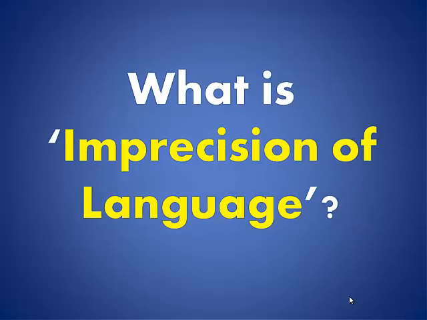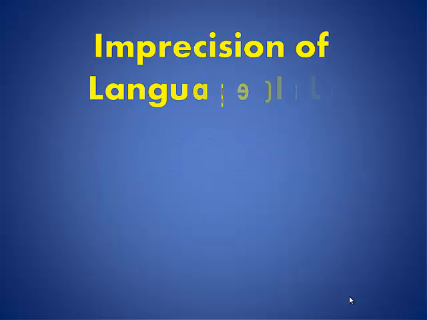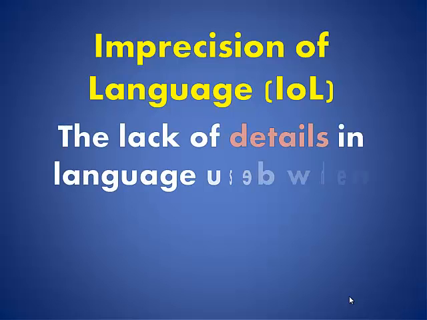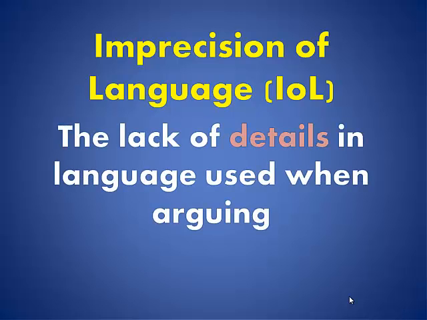Alright, now the conversation just now showed an issue about imprecision of language. Now let's look at what do we mean by imprecision of language. Imprecision of language, or in short IOL, is referring to the lack of details in language used when arguing.